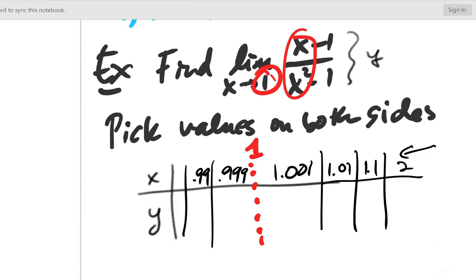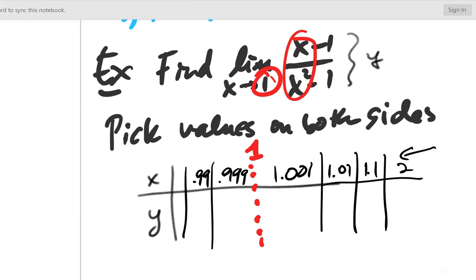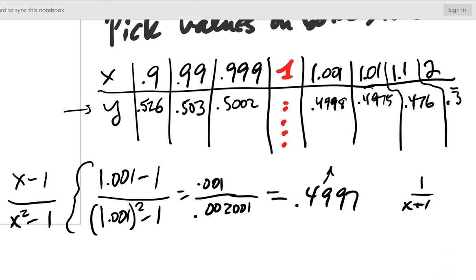So what I'm going to do is I'm going to go ahead and do this. I'm going to pause the recording. I'm going to plug in all these numbers. All right, so that's what I've done.